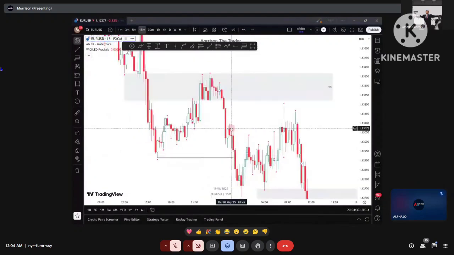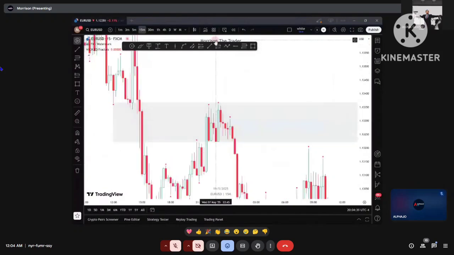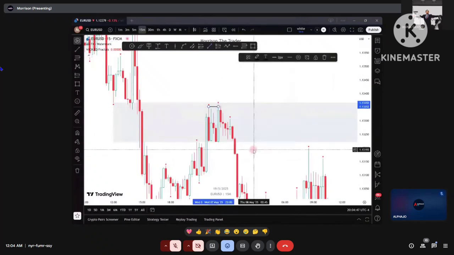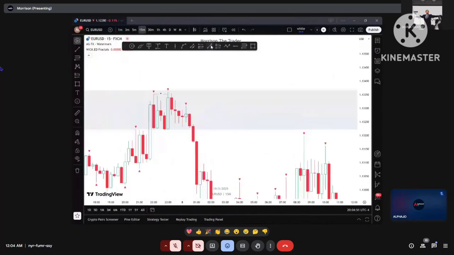Price did what here? What did price do here? It created this high inside the fair value gap. So it got swept, right? And then what did it do? It changed market structure right there. Right here, change market structure, or shifted market structure.